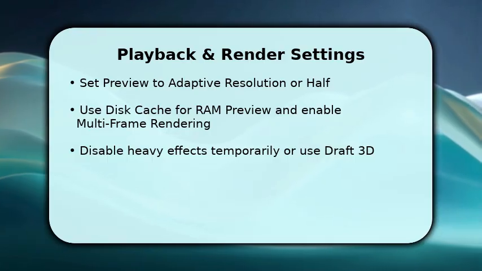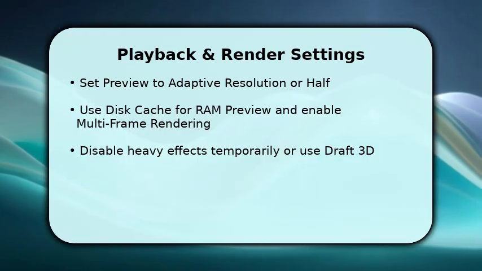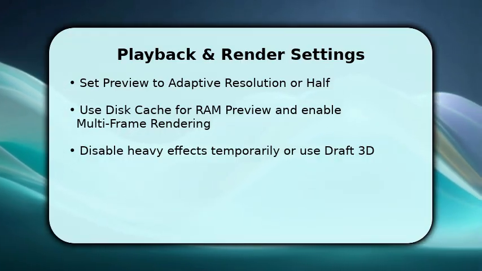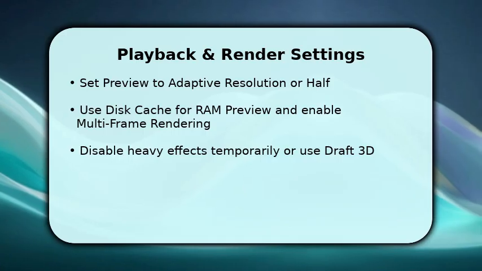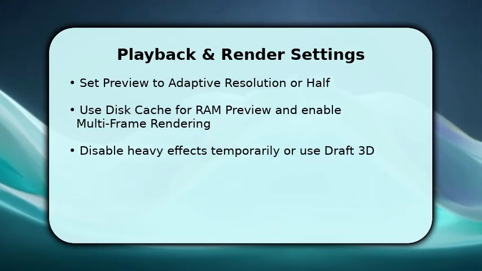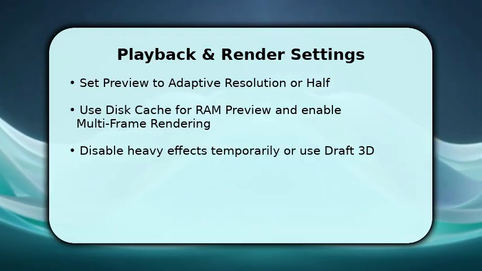If you see dropped frames, disable or solo track heavy effects and use Draft 3D while testing. That isolates performance issues. Also test changing the preview frame rate to a lower value to see if CPU or GPU throttling is the cause, and then incrementally restore settings.